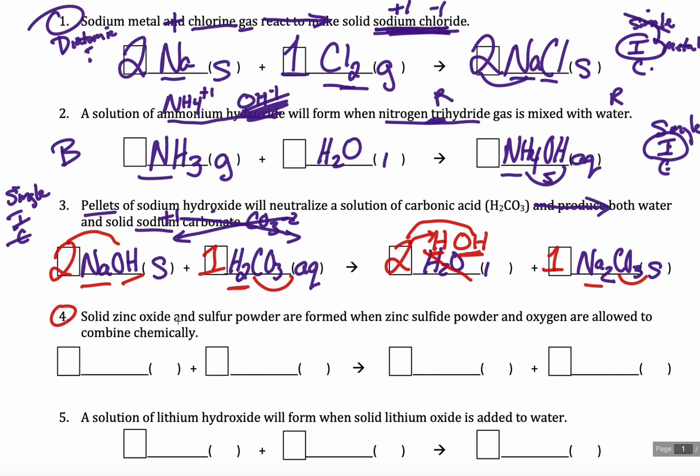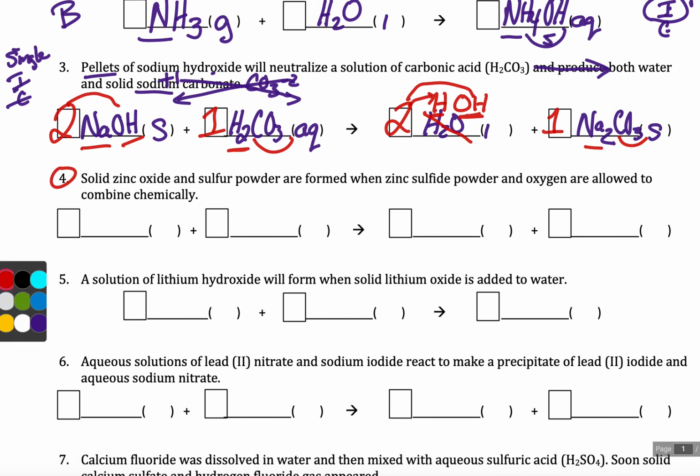Number 4. I got solid zinc oxide and sulfur powder are formed when, so these are my 2 products, when zinc, sulfur powder, and oxygen are allowed to combine. So this is my first reactant. This is my second reactant. First reactant. Here we go.